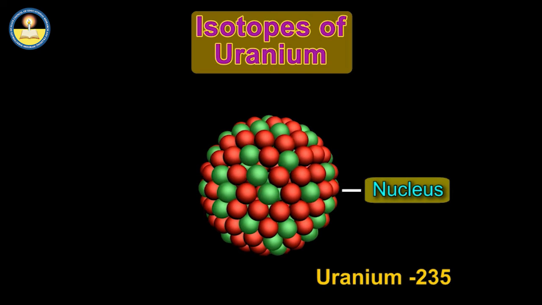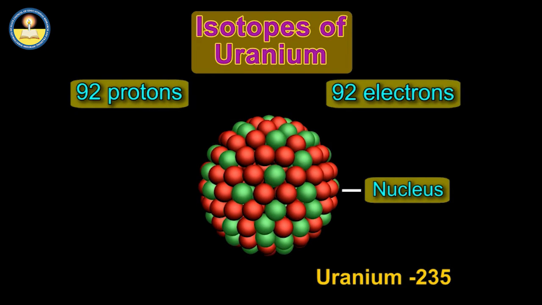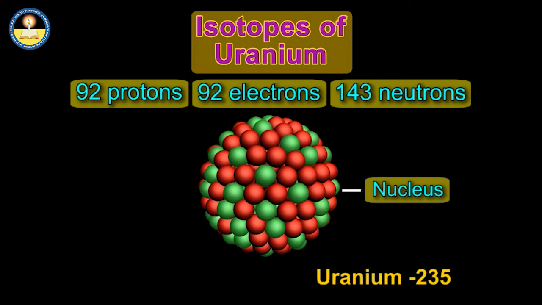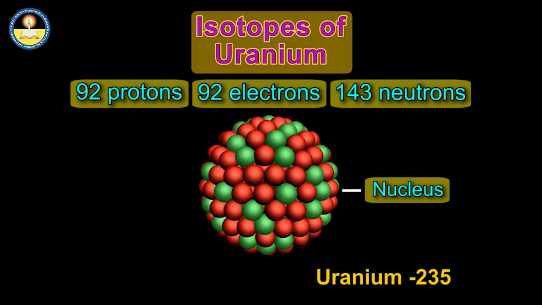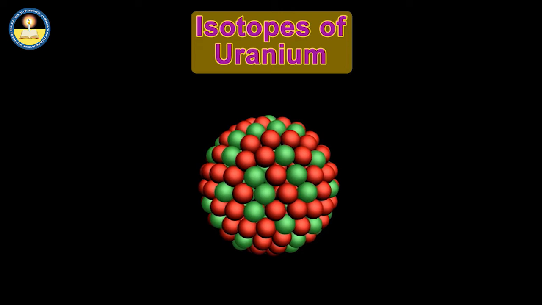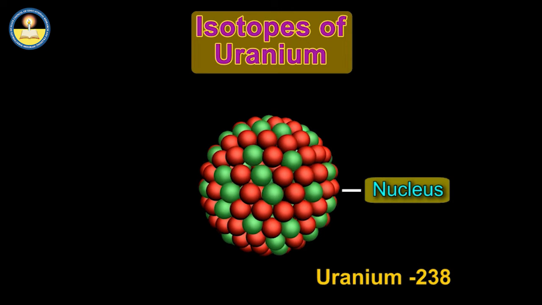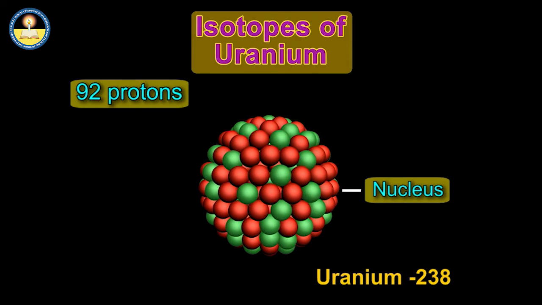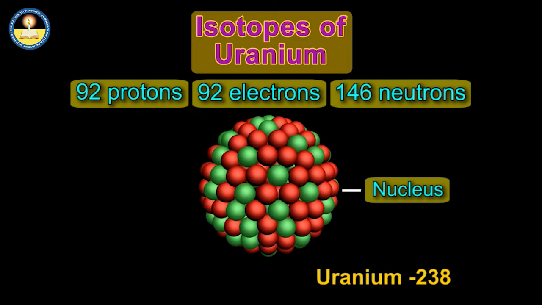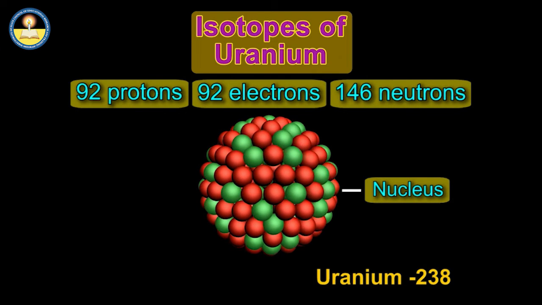Uranium-235 has 92 protons, 92 electrons and 143 neutrons. Its mass number is 235. Uranium-238 has 92 protons, 92 electrons and 146 neutrons. Its mass number is 238.